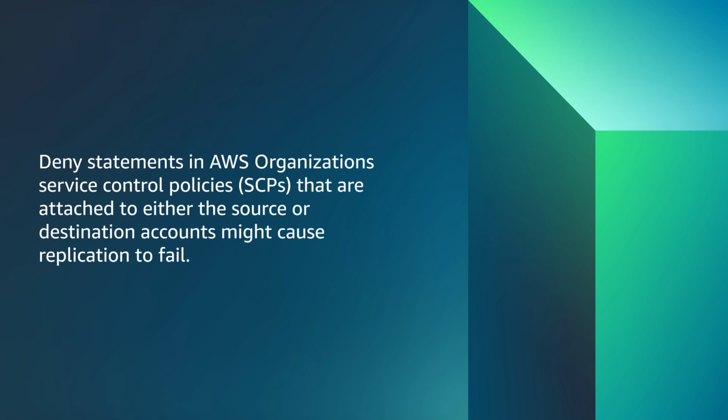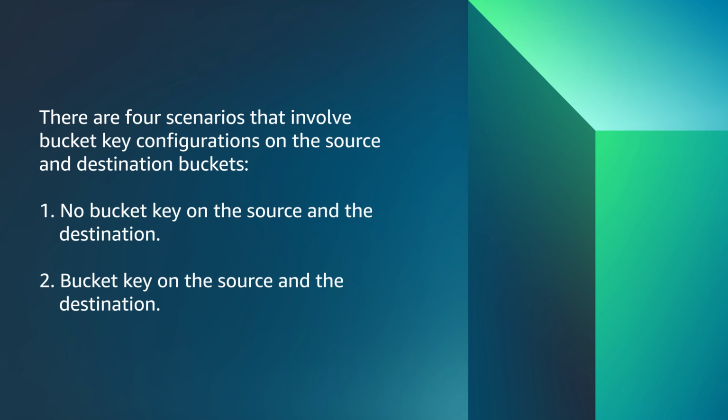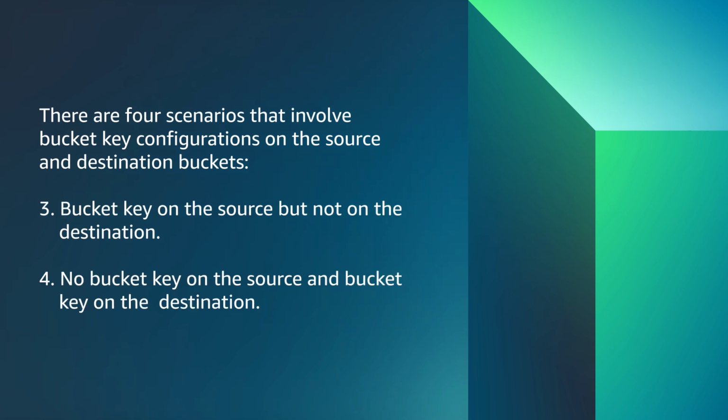Deny statements in AWS Organizations service control policies (SCPs) that are attached to either the source or destination account might cause replication to fail. Amazon S3 bucket keys and replication considerations. There are 4 scenarios that involve bucket key configurations on the source and destination buckets. 1. No bucket key on the source and destination. 2. Bucket key on the source and destination. 3. Bucket key on the source but not on destination. And 4. No bucket key on source and bucket key on destination.